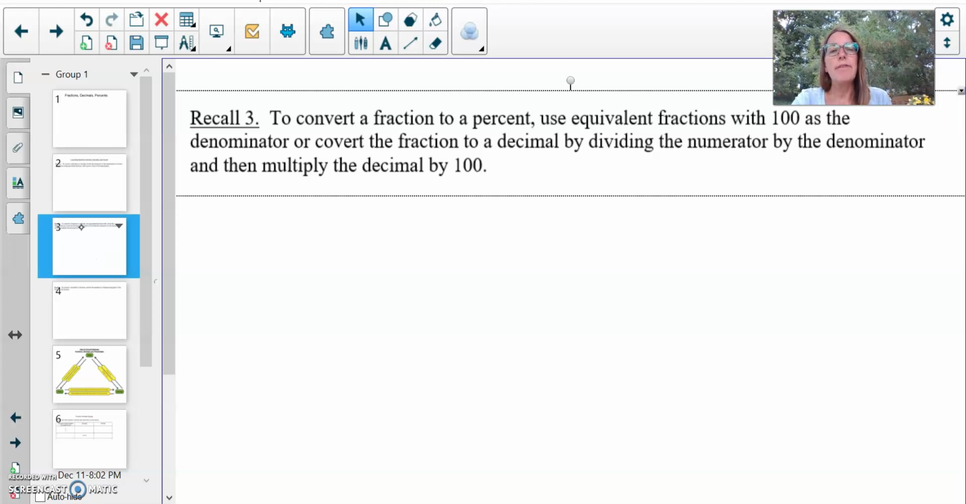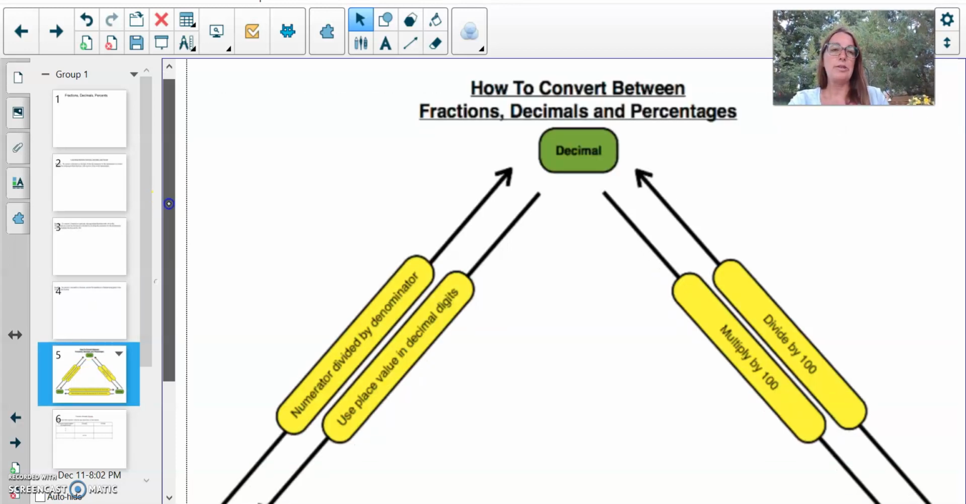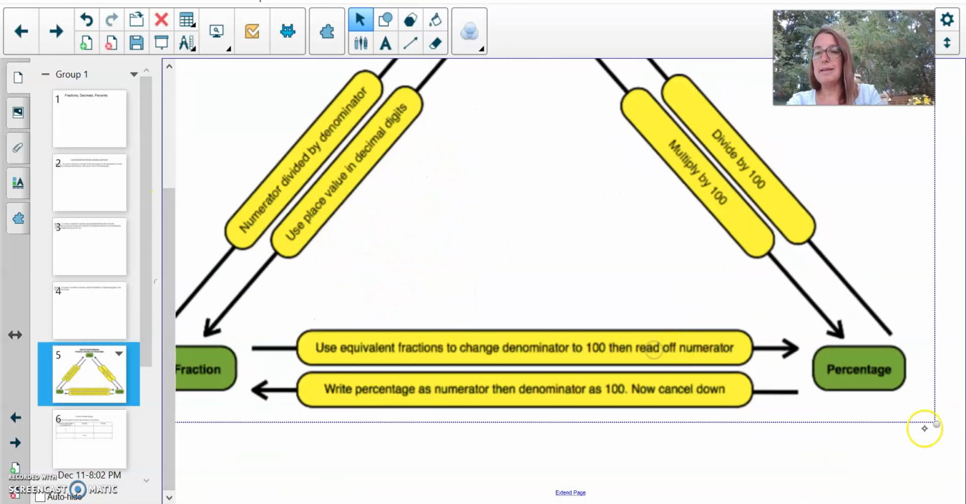To convert a fraction to a percent, you can use equivalent fractions with 100 as the denominator, or convert the fraction to a decimal by dividing the numerator by the denominator and then multiply that decimal by 100. To convert a decimal to a fraction, rewrite the number as a fraction using place value and then simplify. So all these relationships can be summarized by this little graphic.